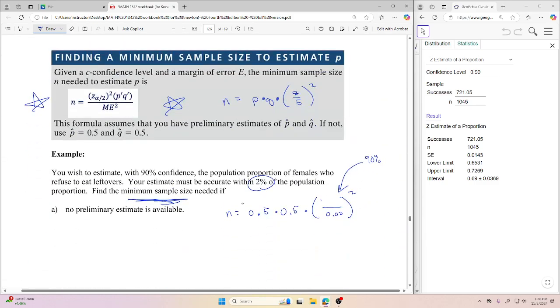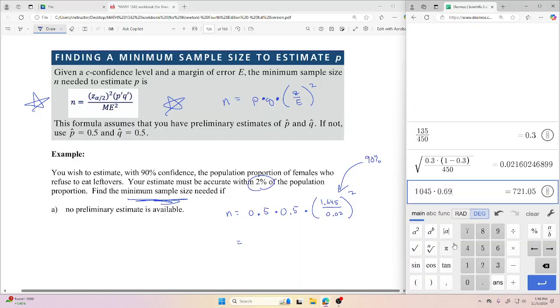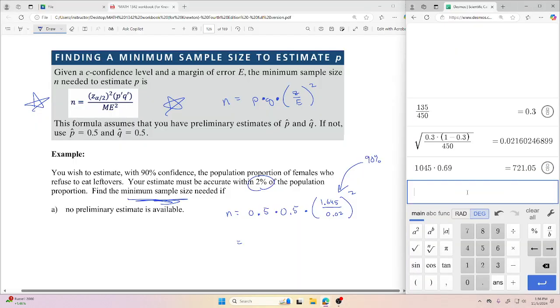Y'all are going to answer it next time. I'm going to say, hey, what's Z equal to? And you're going to say whatever I ask for, actually. Calculator. Here we go. 0.5 times 0.5, just following the rules.